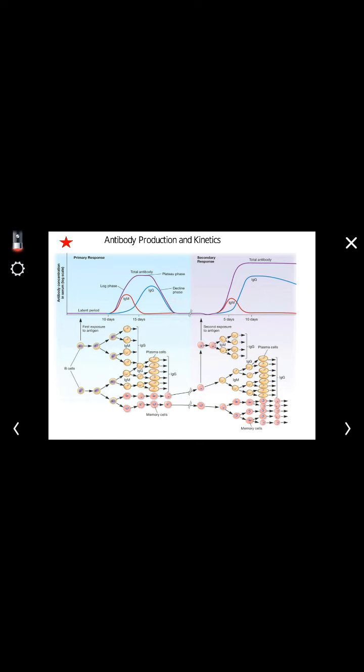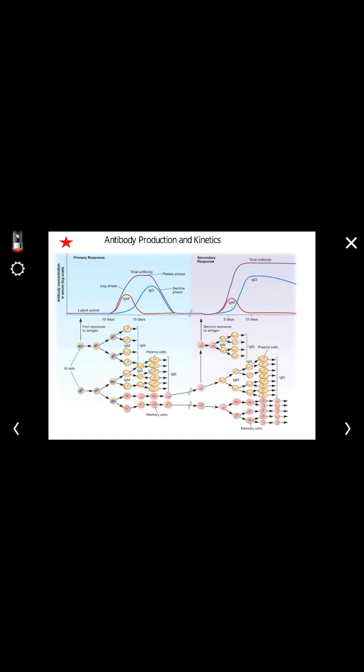In a secondary response, your total antibody, boom, like that. You have your IgM, you get mad first, then you get glad. So in both cases you get mad and glad, but secondary is a little different. It doesn't last as long as the primary response. So pretty much the activity kinetics show up later in the primary response than the secondary response.